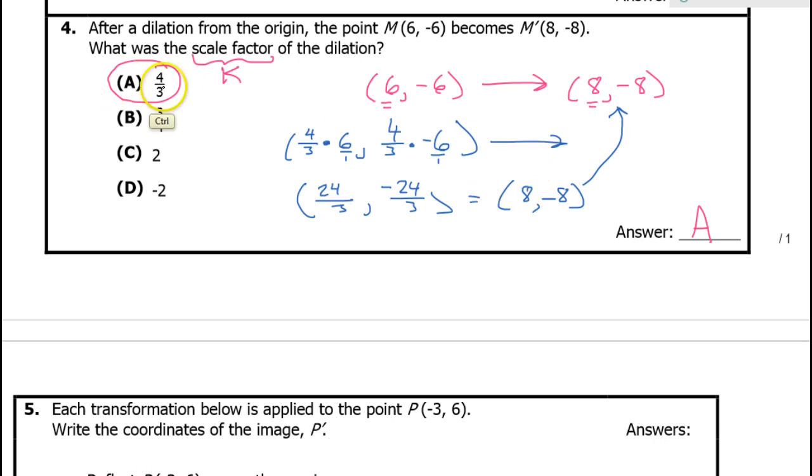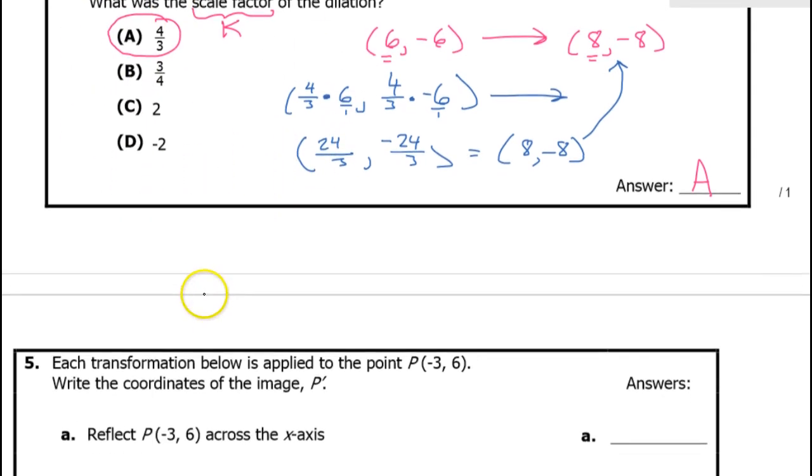And then if that one didn't work, you would go and try the next one, and try the next one, and you would keep trying until you found the one that you would multiply by and get 8, negative 8. Of course, the way I showed you first is the fastest, is faster than trial and error if you can understand it.